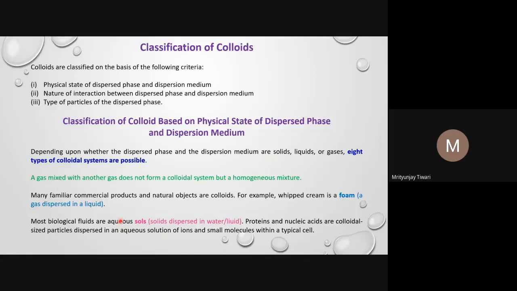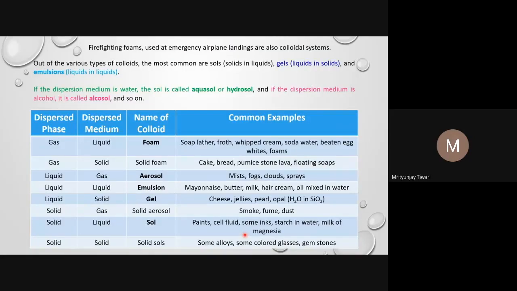Most biological fluids contain proteins. Even the serum that we see in blood contains albumin protein. These protein molecules are large, so they form sols, and this is an example of biological fluids as colloidal systems. The proteins and nucleic acids are colloidal sized particles dispersed in an aqueous solution of ions and small molecules within a typical cell. This I have already explained.